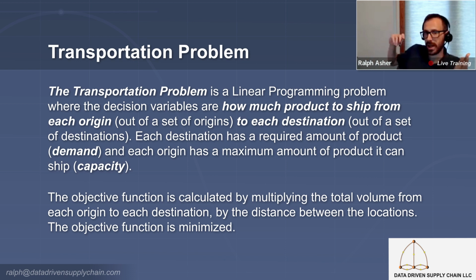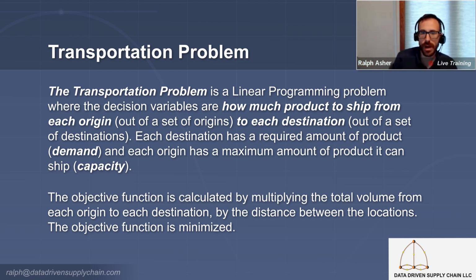Each destination has a required amount of product, or demand, essentially, and each origin has a maximum amount of product it can ship, which is its capacity. So when you have a required amount that each demand point must receive and a limited amount that each origin point can ship, you're not necessarily going to just ship it from the cheapest or closest location, because that might not be possible given the capacity constraints, and you'll see that in the example.